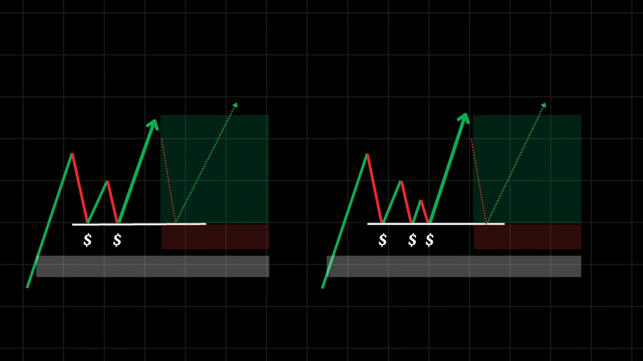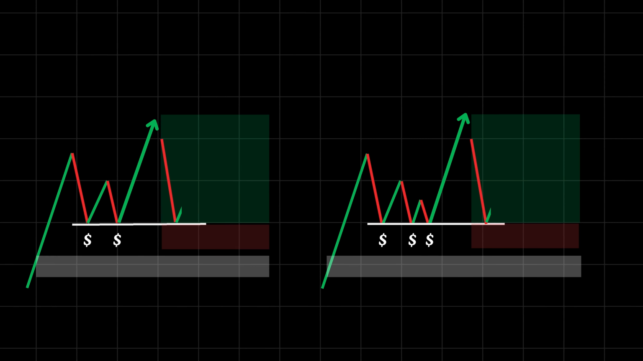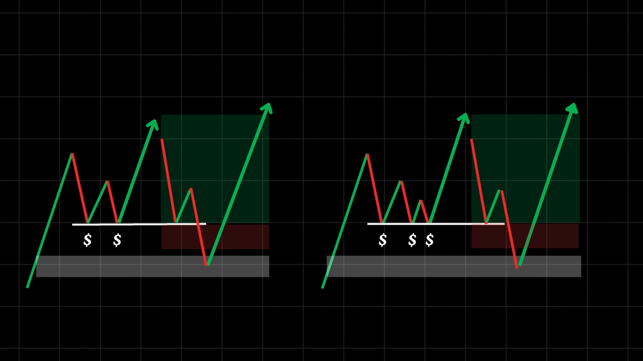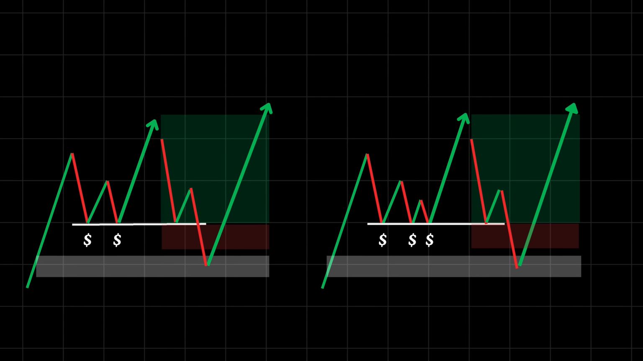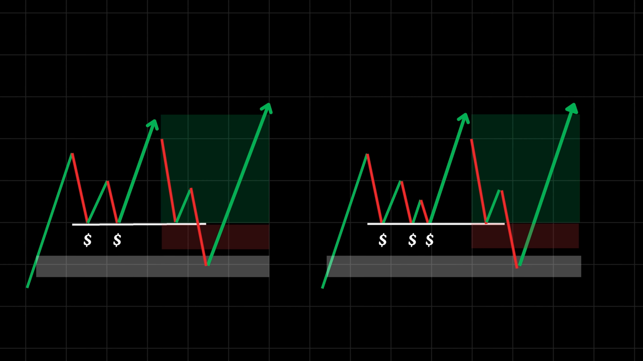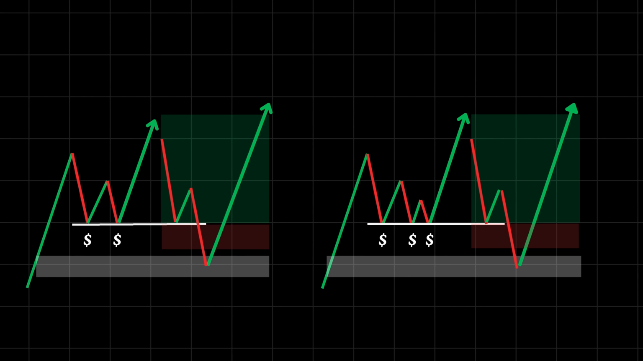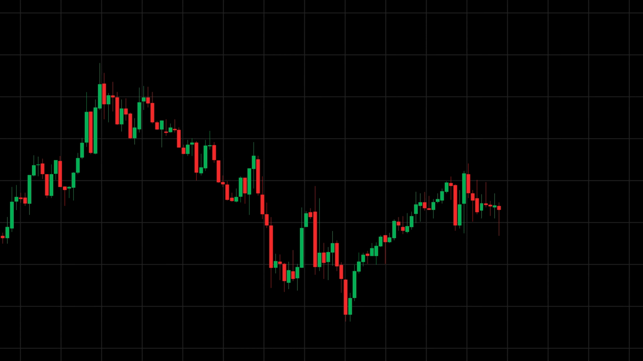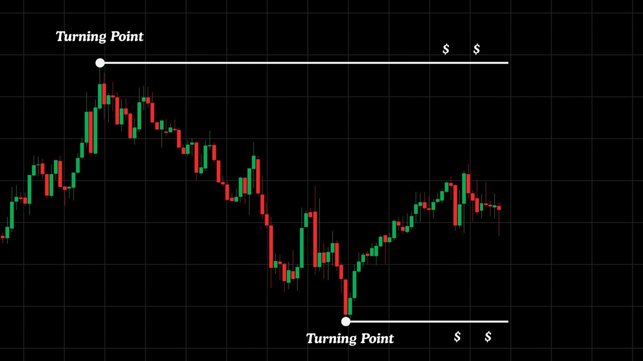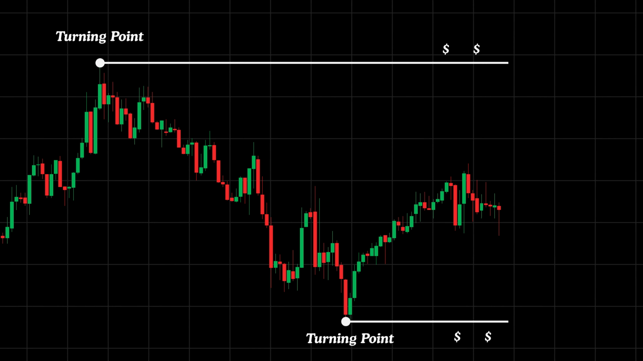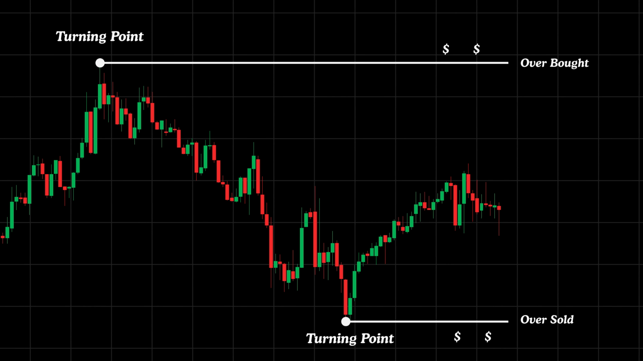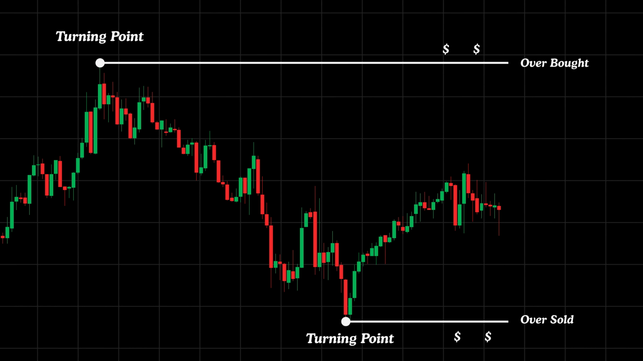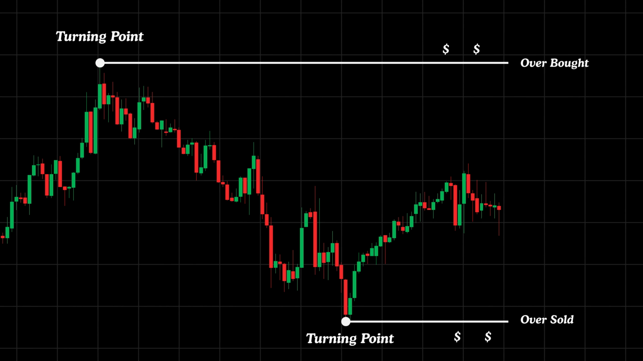If a demand zone lies beneath the equal lows, there's a strong probability price will break through, sweep the liquidity, and then move higher. This forms one of the core trading patterns in smart money concepts, allowing price to trigger retail stop losses first, then entering the market from the demand area. Next, let's discuss another important liquidity zone: turning points. Turning points are chart areas where price changes direction after a long-term trend. These levels are often viewed by the market as overbought or oversold, which increases the likelihood of a reaction when price revisits them. They carry significant liquidity since they attract attention from both retail and institutional traders.